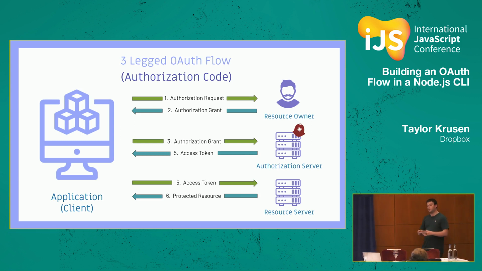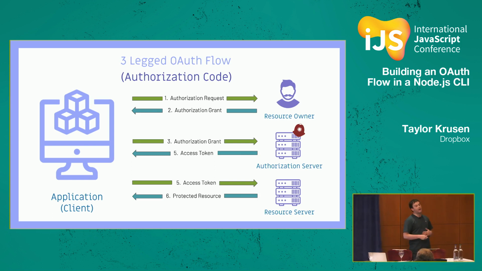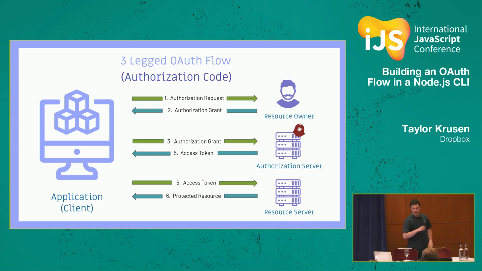The second leg, once we have that authorization code, is to use it to request an access token from that authorization server. Once we have our access token, the third leg is using that access token to then interact with the resources that are protected in the server, the data that we're trying to get at. So those are the three legs. We have 1, 2, 3: access code, access token, then using the access token to get your data.